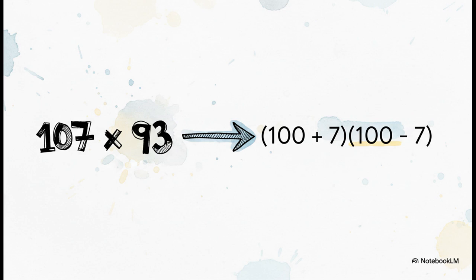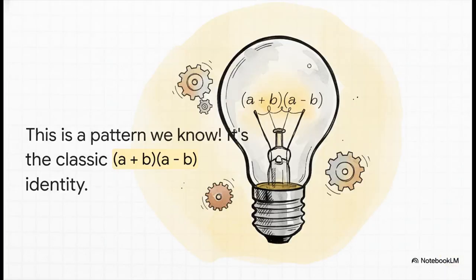So the whole trick here is about how you look at the problem. Instead of seeing 107 and 93, try to reframe them around a nice easy number like 100. So the problem is really just 100 plus 7 times 100 minus 7. And the second you write it that way, a light bulb should just go off in your head. Hey, that should look familiar. It's that classic pattern we just learned, the product of a sum and difference identity.